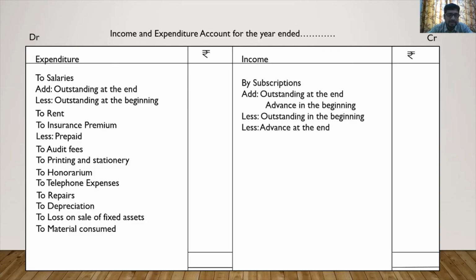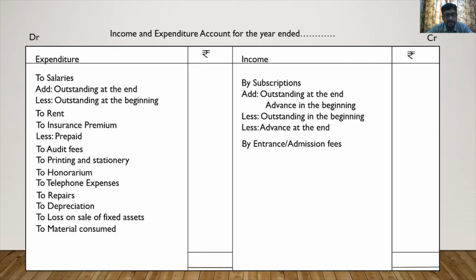And then you can see in the credit side by subscription income. Subscription is the main income of a not-for-profit organization. To keep the membership alive, each and every member has to give some amount of money regularly, that is known as subscription. This is the way to calculate subscription. We add outstanding at the end. We add advance in the beginning, and we subtract outstanding in the beginning and advance at the end.